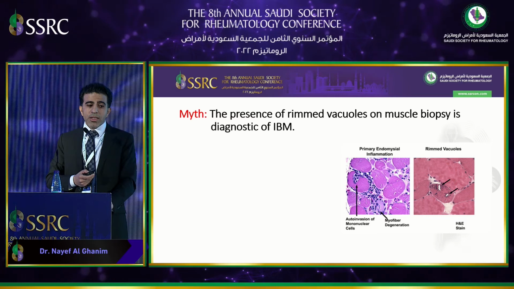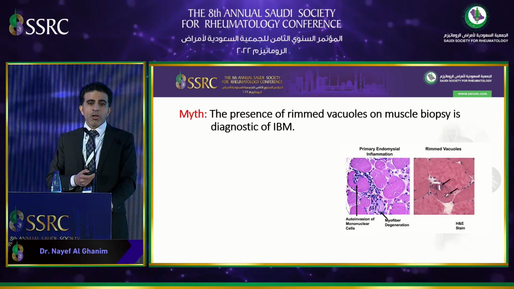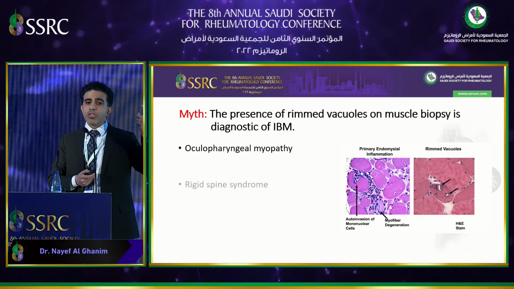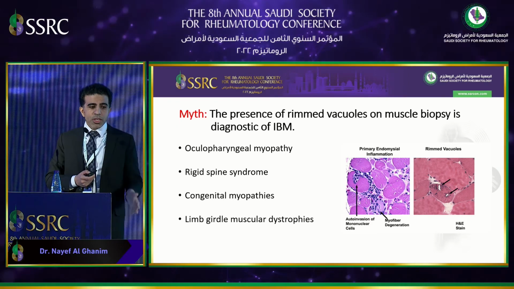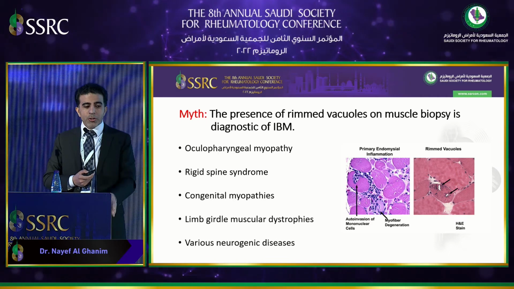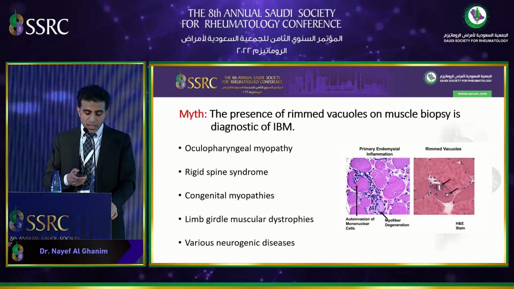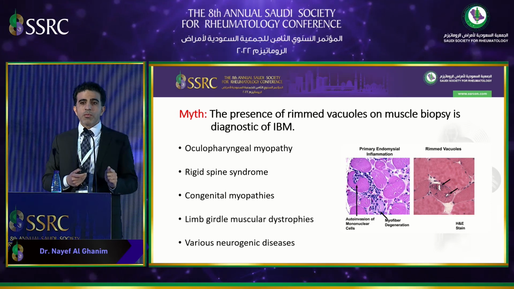Third myth of today: the presence of rimmed vacuoles on muscle biopsy is diagnostic of inclusion body myositis. You can actually see rimmed vacuoles in different conditions. You can see them in oculopharyngeal myopathy, rigid spine syndrome, and various neurogenic diseases. And you can also see them in polymyositis. So rimmed vacuoles alone do not diagnose a patient with inclusion body myositis.